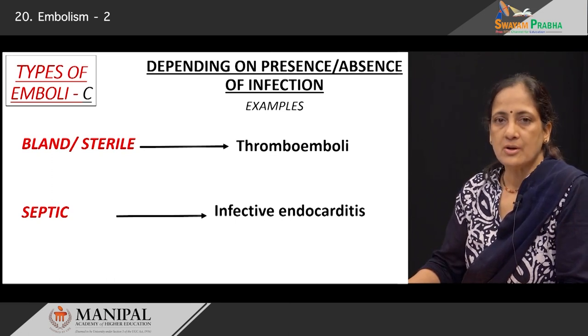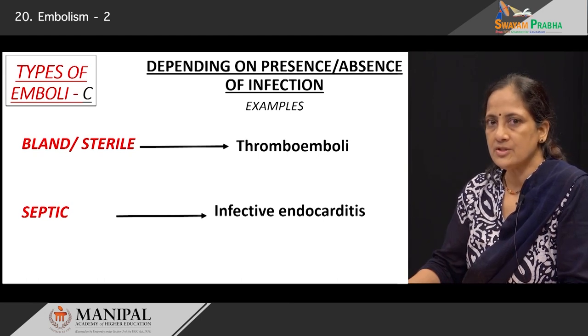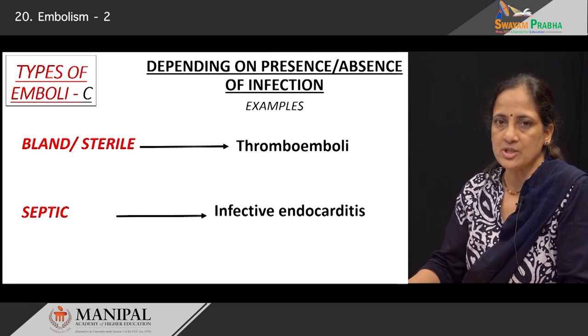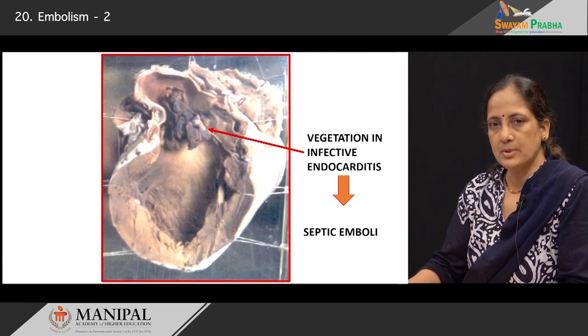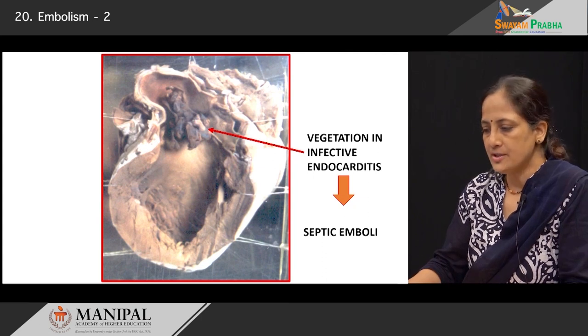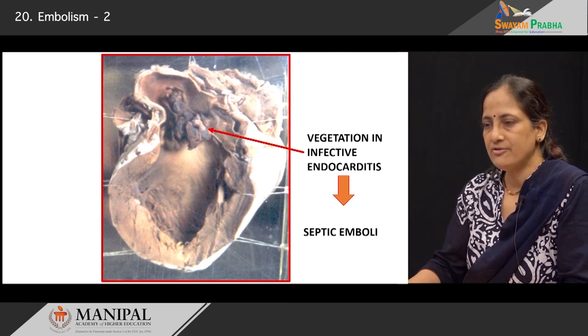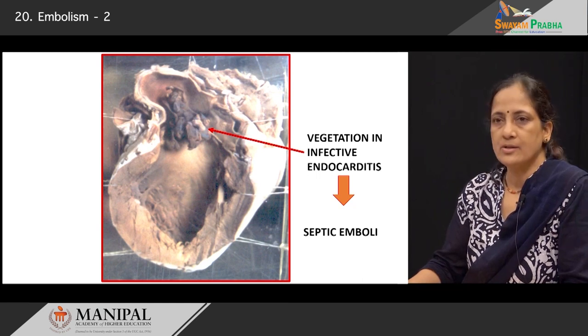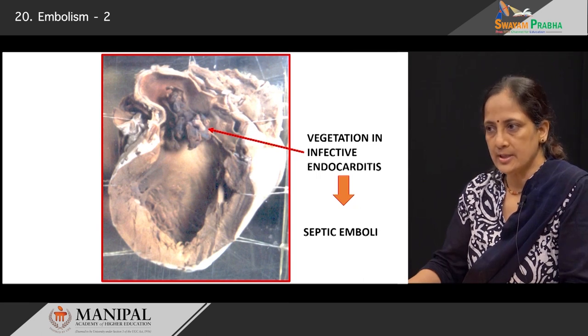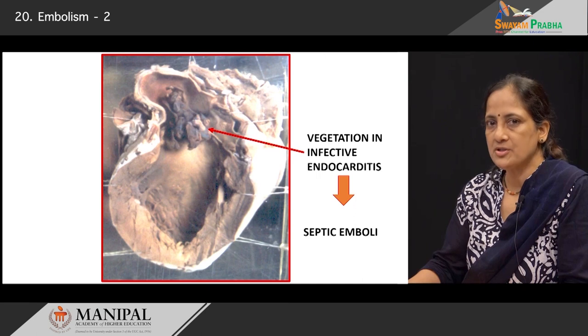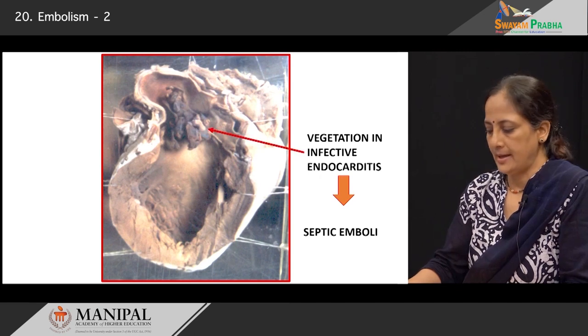However, in a condition called infective endocarditis, there is the presence of bacteria within the emboli which makes it septic, and therefore it can also cause septic consequences in the tissue in which it is lodged. This is an example of a large vegetation attached to the valve of a heart in a case with infective endocarditis. Not only does it have fibrin and platelets, but it also has bacteria. Fragments then carried away to other tissues, for example, the spleen or the kidney, not only cause infarction of the tissue, but also cause suppuration. These are called septic emboli.